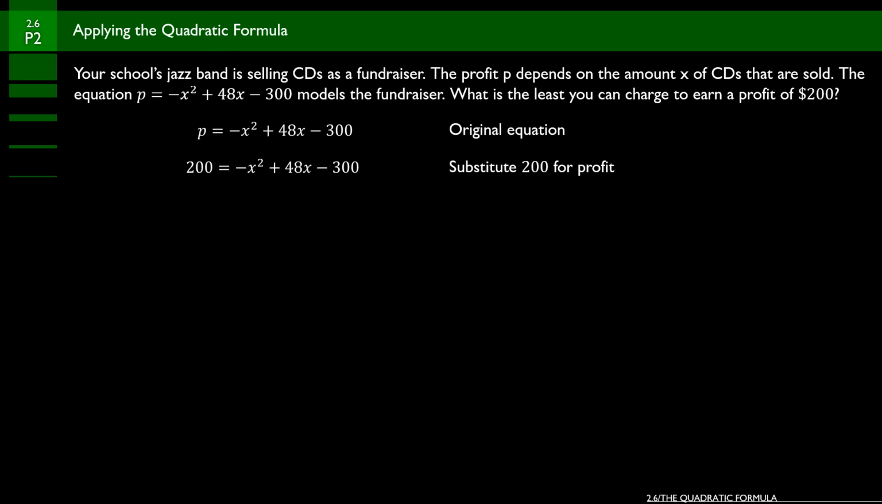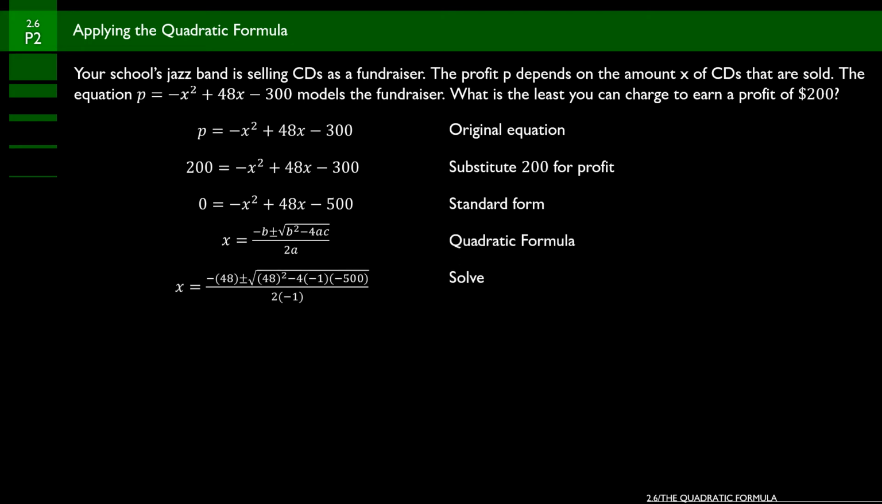Now remember, before we do anything else, we want to make sure that we've got everything in standard form. So we want to put that 200 over on the other side. When we move the 200 over, we're left with 0 equals negative x squared plus 48x minus 500. We can now take the quadratic formula and start plugging numbers in. So negative 48 plus or minus the square root of 48 squared minus 4 times negative 1 times negative 500, over 2 times negative 1.